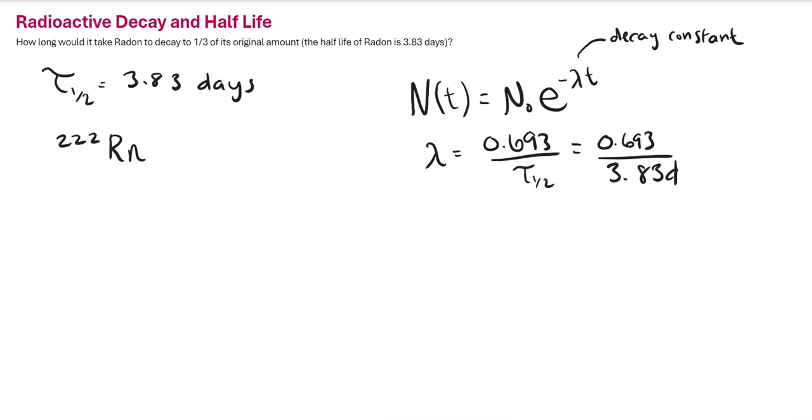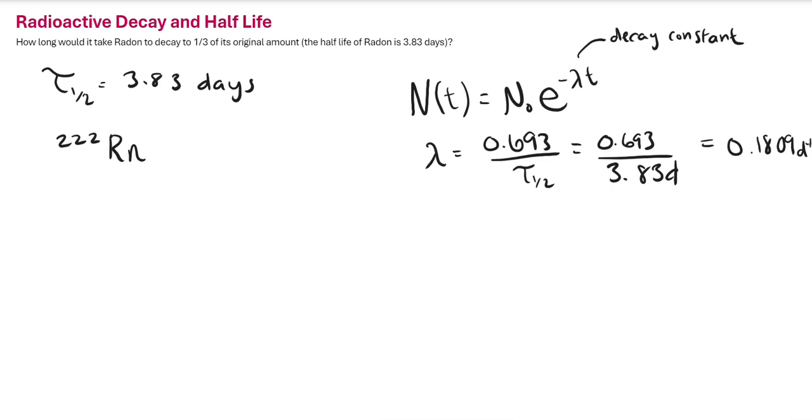Now, if you're originally given the time in, say, seconds, and you're trying to find the amount that's left instead of the time, then you'll need to make sure your units are consistent. So you'll need to change the half-life to seconds if you have a time in seconds, or change them both to days or years or whatever the units are. They just need to be consistent. Okay, so our decay constant for radon is going to be 0.1809, with units of days to the negative 1. That just means it's in the denominator.